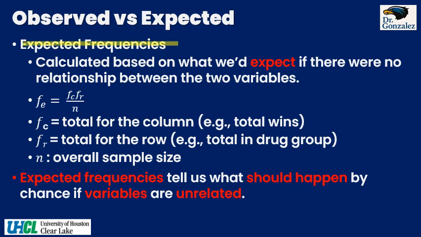Expected frequencies are calculated based on what we would expect to see if there is no relationship. So you have F sub E, which is expected, is equal to FC times FR divided by N, where FC is the total for the column, and that would be total wins if we were looking at that one column there, times FR, which would be the row, and N is my overall sample size. So again, expected frequencies are what I would expect to see if there was no relationship between these two variables.